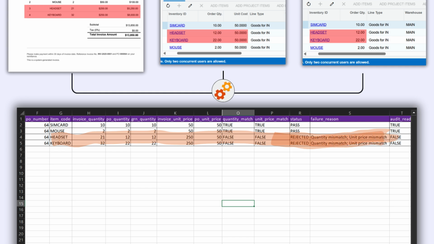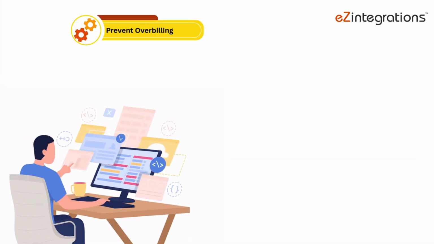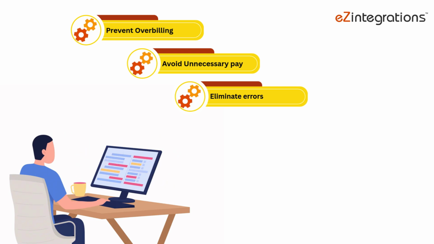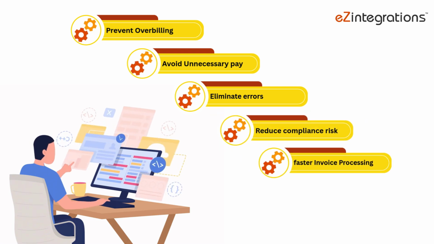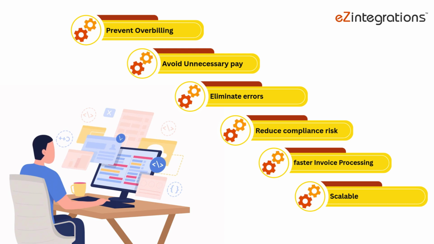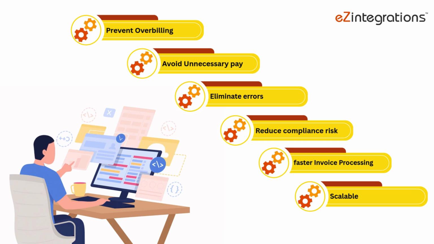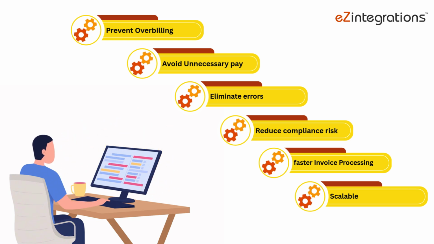With automated three-way matching, you prevent overbilling, you avoid paying for goods not received, you eliminate manual validation errors, you reduce compliance risks, you speed up invoice processing, and you scale accounts payable operations confidently. This is not just automation. This is financial control at scale. If you're looking to modernize your finance operations, this is the smarter and more secure way forward.